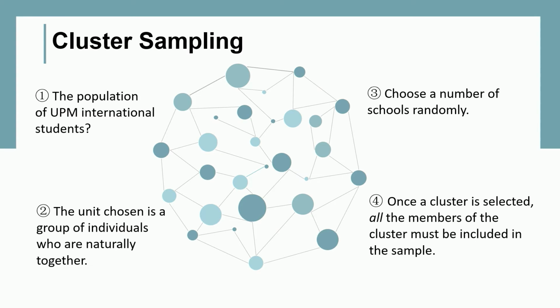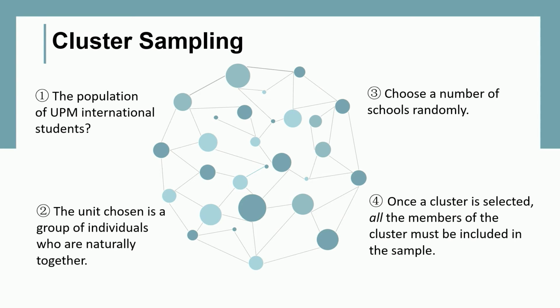This kind of probability sampling is referred to as cluster sampling. Because the unit chosen is not an individual but rather a group of individuals who are naturally together, it is essential that the clusters actually included in your study be chosen at random from a population of clusters. Once a cluster is selected, all the members of the cluster must be included in the sample.